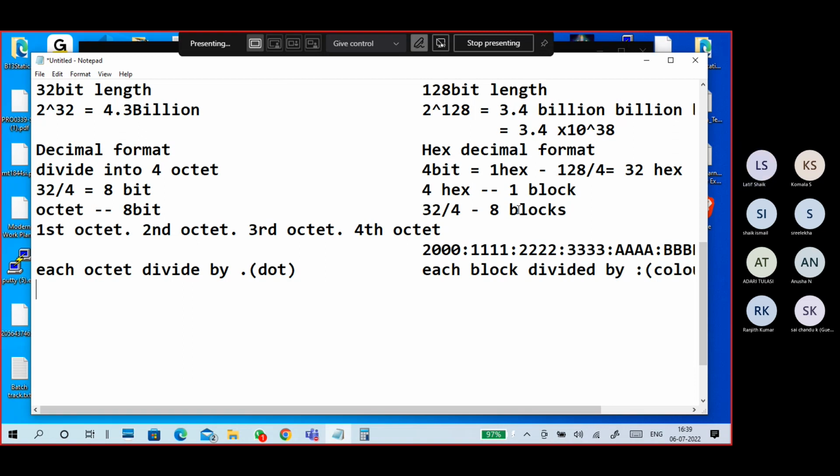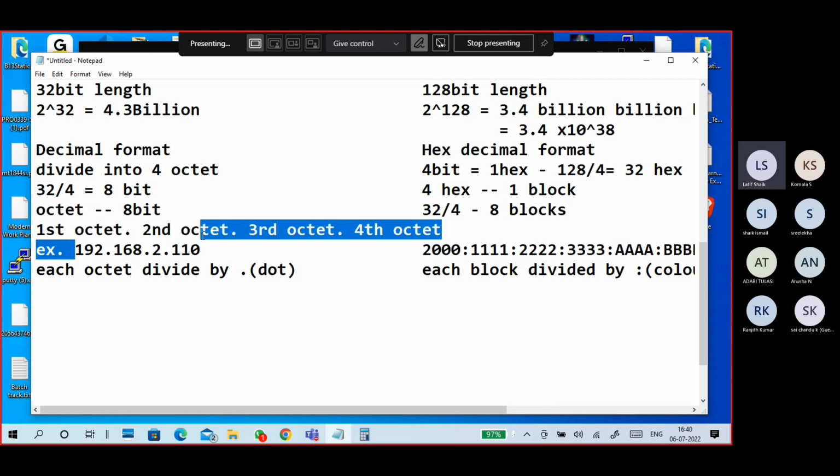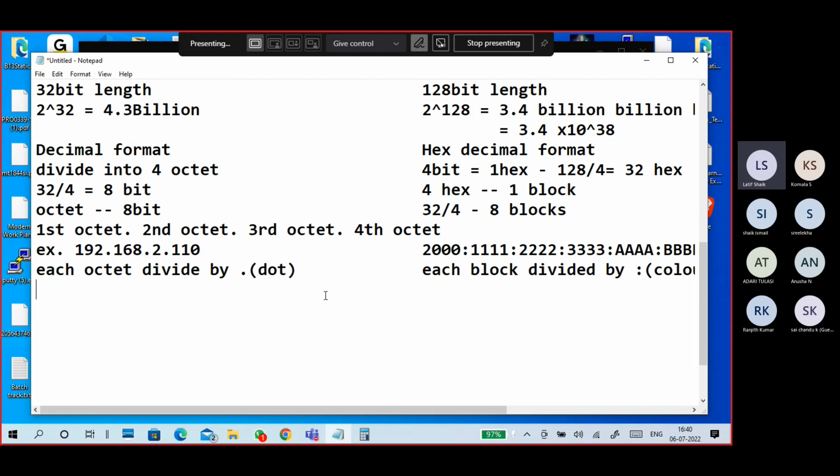Each octet is divided by a dot, so when you are reading, it is like that. Here I've written an example, but I want to give some more. Here I am writing an example from here. This is the example of IPv4, and this is the example of IPv6. These are the few points. Again, I will add some more points, don't worry.